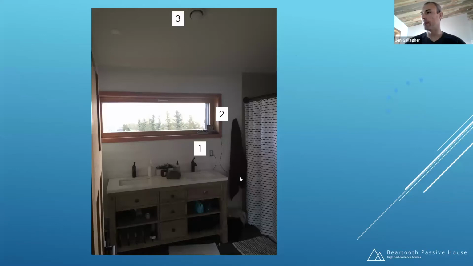Okay, so back to the polls. I'm going to show 3 different pictures from the house. Each one of them is going to have 3 numbers associated with it. I want you to let me know what you think looks strange or out of place in those pictures.